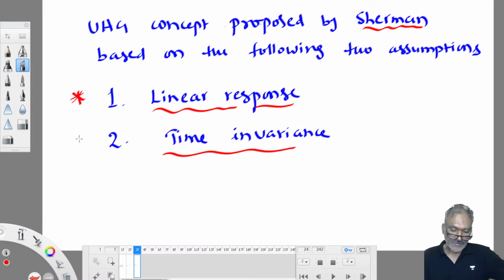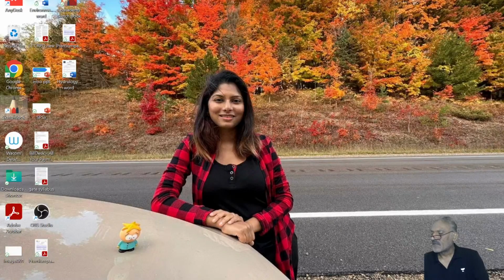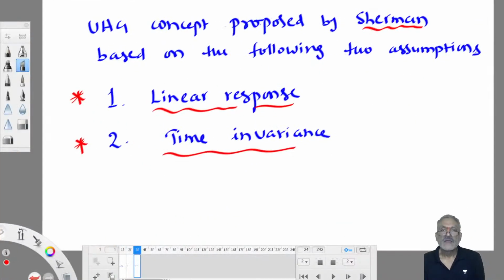So what are these two assumptions? You have to understand. These two assumptions are also very popular in competitive exams: linear response and time invariance. Linear response means, for example, if you go to the market early morning to buy some fruits, some apples, in the morning you will normally find fresh fruit, right?